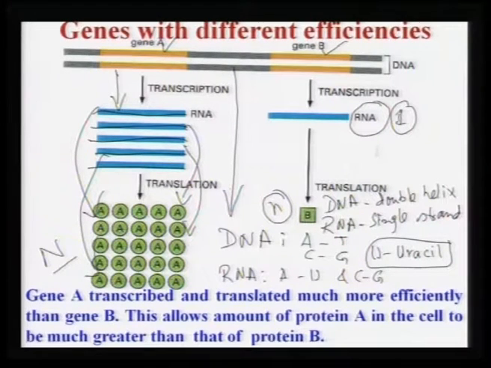Here it is mentioned that gene A is transcribed and translated much more efficiently than gene B, and this allows the amount of protein A in the cell to be much greater than that of protein B. So, essentially, gene A ultimately will synthesize protein of type A, and gene B would ultimately produce the protein of type B. However, quantity wise, protein A is much larger in numbers than protein B.